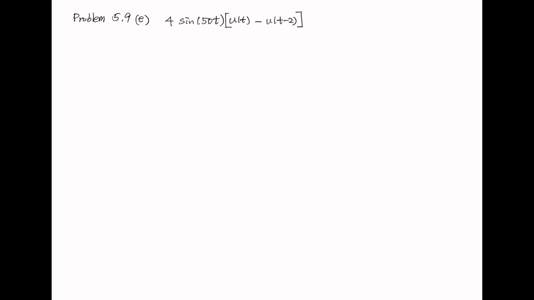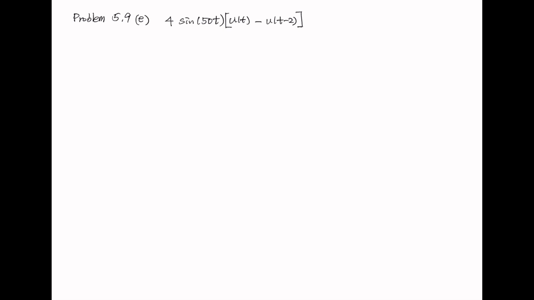Let's work on problem 5.9e. The signal is given as 4 sine 50t times u of t minus u of t minus 2. There are two different ways to do it. We can change u of t minus u of t minus 2 to a rectangular signal, or we can just keep it as u of t and u of t minus 2 and use the Fourier transform.